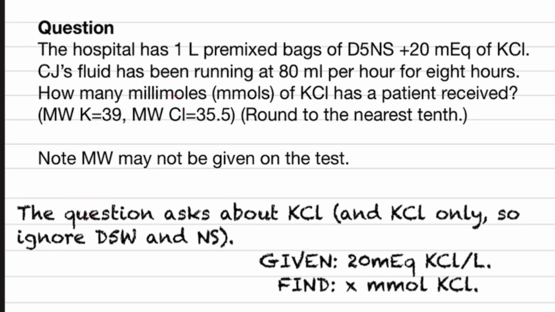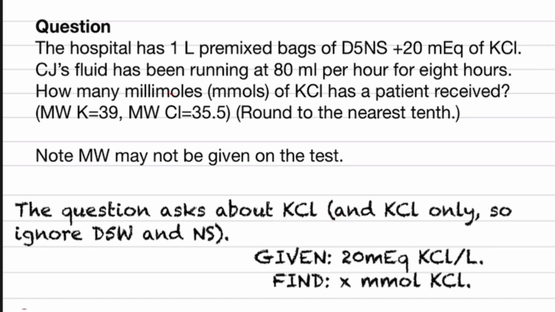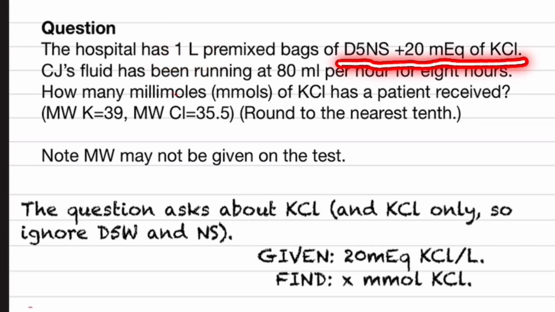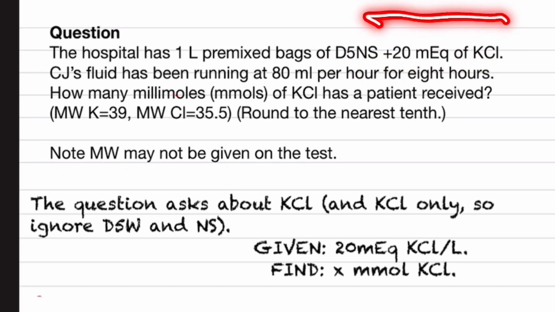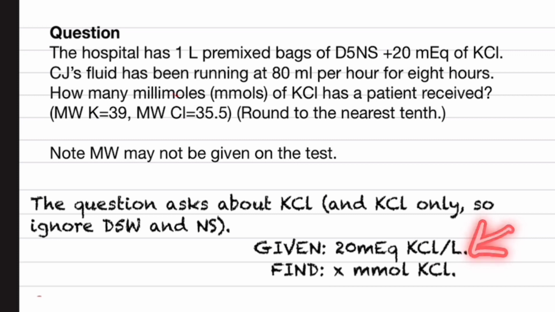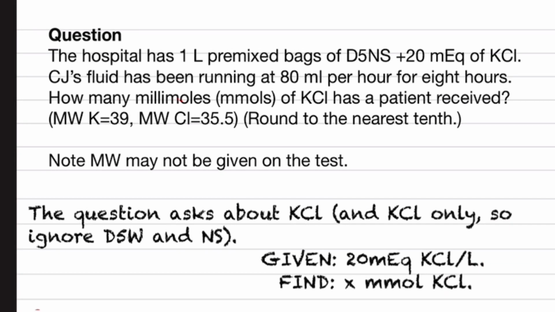The question asks about KCL and KCL only, so ignore D5W and NS. There is 1 liter of this fluid right here. We are only going to pay attention to this portion. So this is what we are given: 20 milliequivalents of potassium chloride, 1 liter. We're asked to find millimoles of potassium chloride.